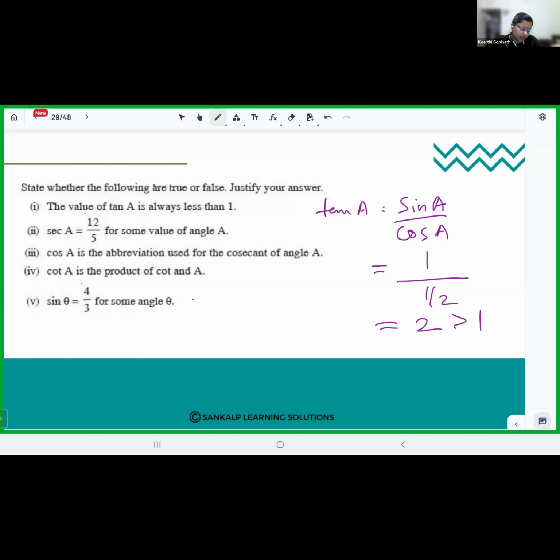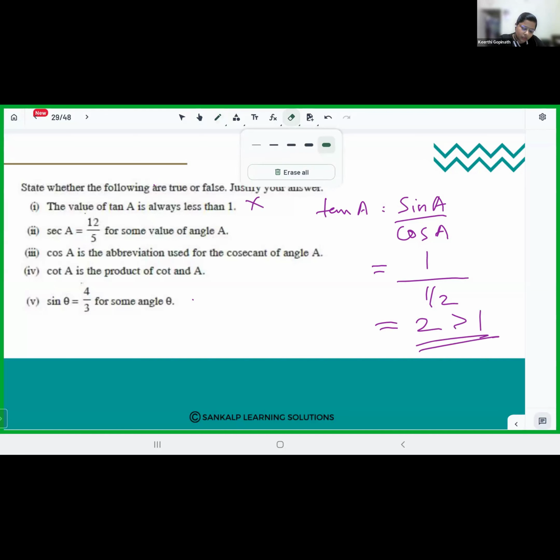So can you say the first statement is true or false? It is mentioned that the value of tan A is always less than 1. Now we obtained it as 2. So it is wrong. The first statement is false. Now what about the second: sec A is equal to 12 by 5 for some value of angle A? Is that right?